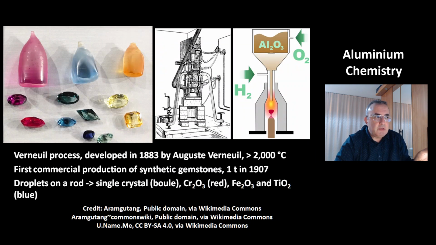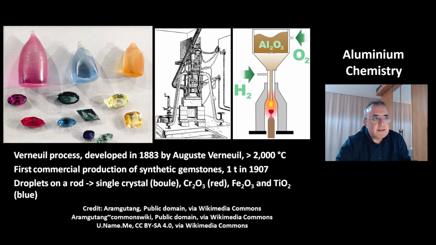This is the Verneuil process. It was developed in 1883 by Auguste Verneuil. It works at a temperature of above 2000 degrees Celsius. This was the first commercial production of synthetic gemstones. And Auguste Verneuil was already in 1907 able to produce 1 ton of synthetic gemstones in 1 year.